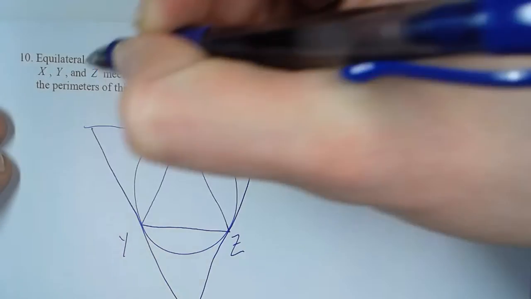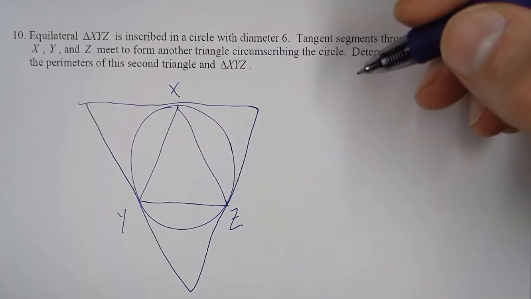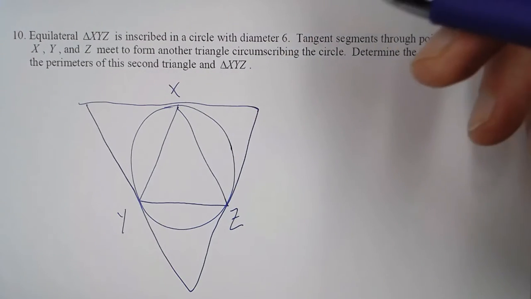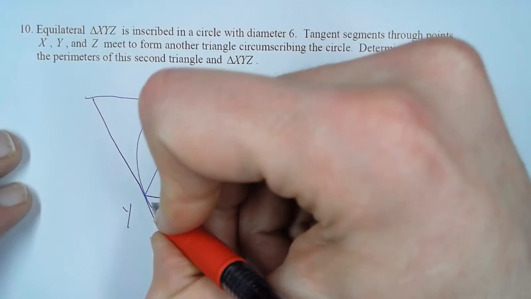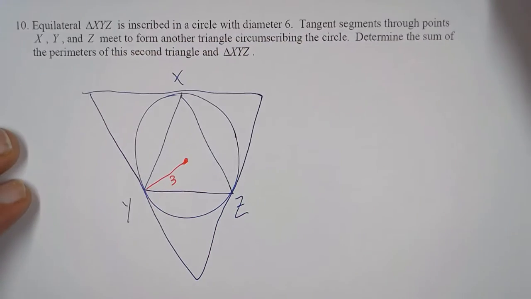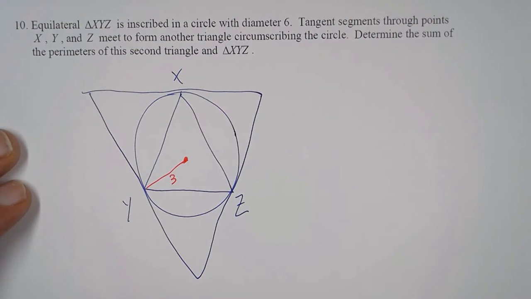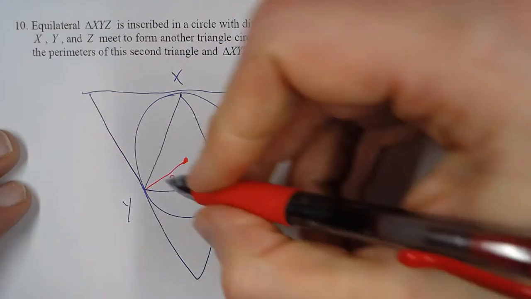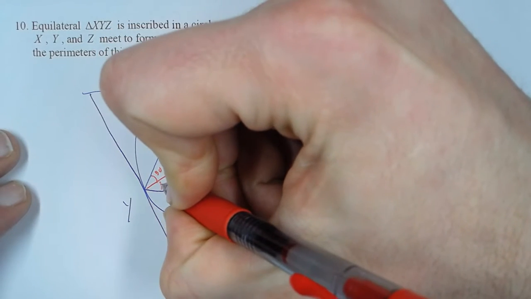Now, as it turns out, this new triangle is also equilateral. Now, we know that with this triangle, we have a diameter of 6, which means it has a radius of 3. So let me draw that. Now, the key thing to note is that in all equilateral triangles, the angles are always 60 degrees. And so this perfectly cuts this angle in half. So this is 30 right here, and this is 30 right here.